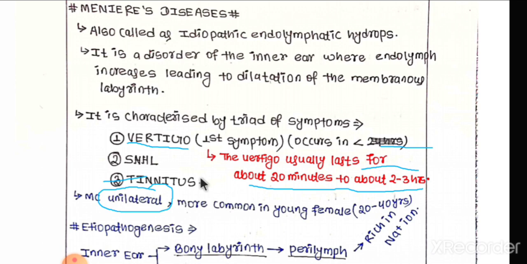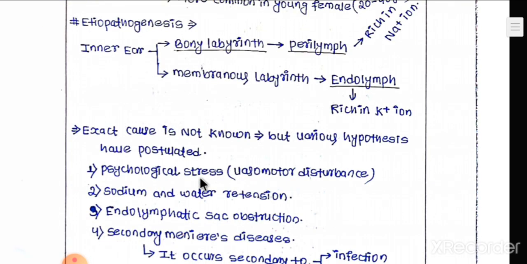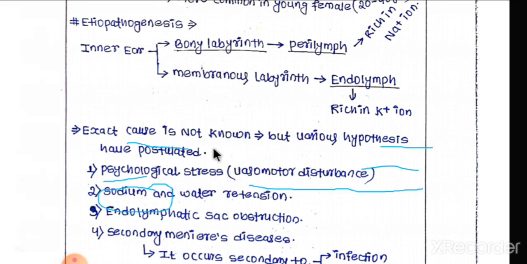Let's start with etiopathogenesis. Let's study the etiology. The exact etiology of this Meniere's disease is unknown. The exact cause is not known, but various hypotheses have been postulated accordingly.